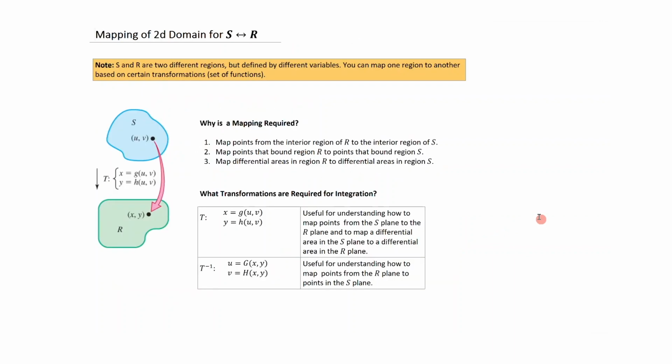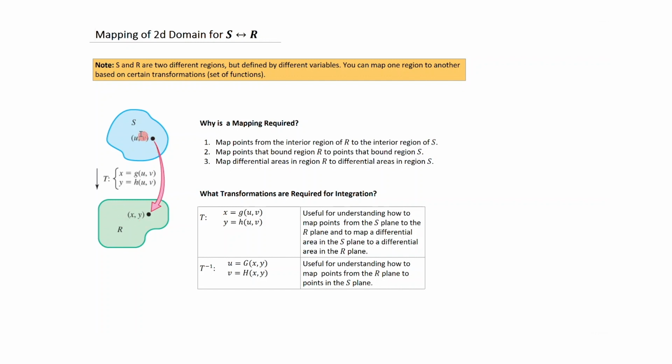All right, so now we're going to go into the 2D case, and there are a couple of things that we need to understand right off the bat. We're going to be mapping from the S domain into the R domain. This picture basically shows a region, the S region, which is defined in terms of two variables, u and v. And then the region in Cartesian coordinates, region R, defined in terms of variables x and y.